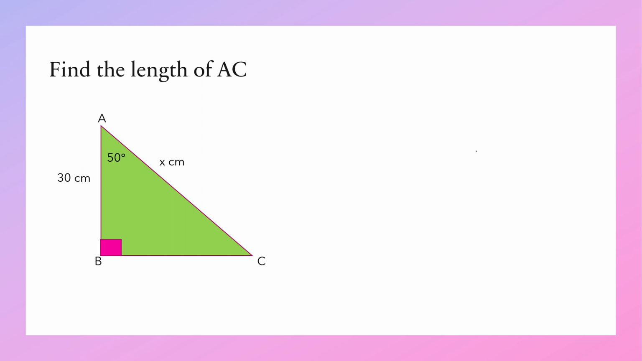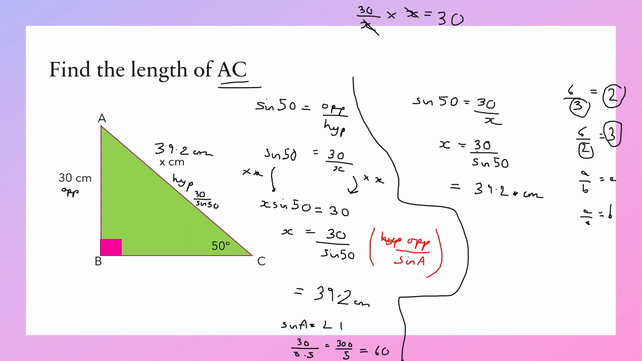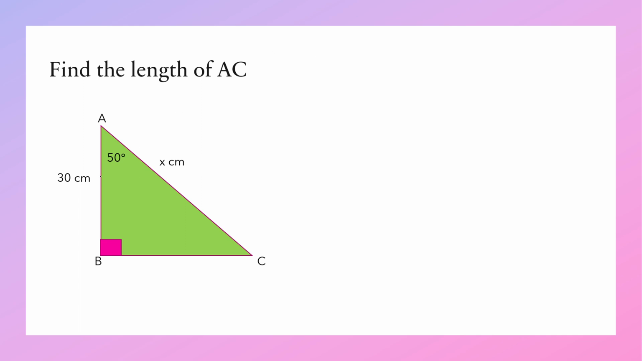Okay, let's try another one. This time the x is here and the 30 is here, so we have adjacent and hypotenuse. What ratio deals with adjacent and hypotenuse? It's cos. So we write out our formula: cos 50 equals adjacent over hypotenuse. Then we put the values in, so cos 50 equals 30 over x, as the hypotenuse is x. Again, we can swap them over, so x equals 30 over cos 50.